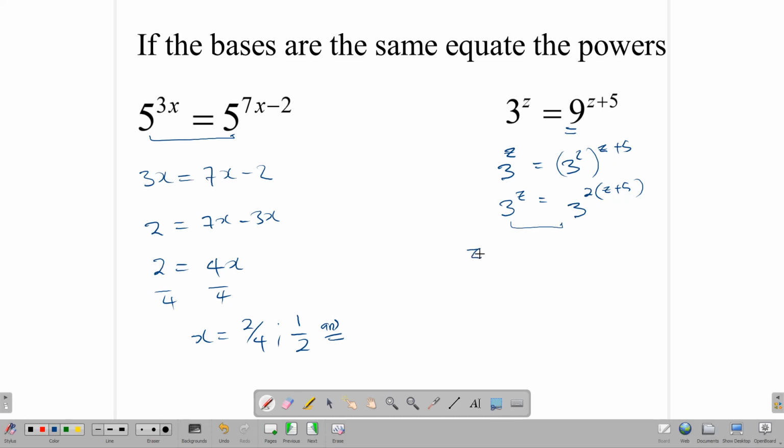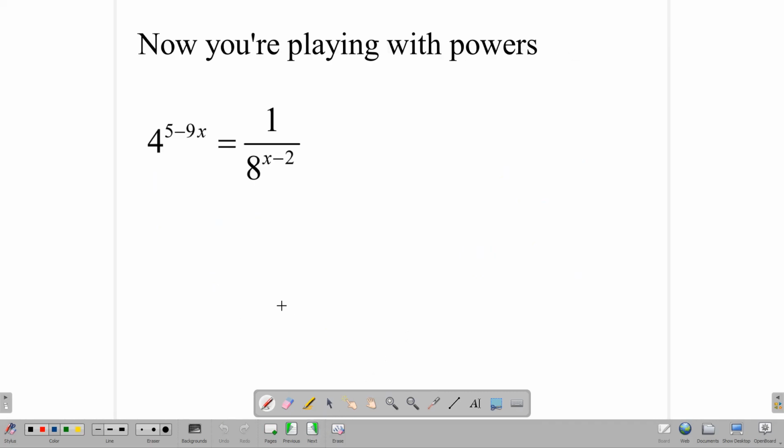So we have z is equal to 2 bracket z plus 5, which tells us that z is equal to 2z plus 10. And solving this gives us negative 10 is equal to 2z minus z. And therefore we get z is equal to negative 10. So that is the solution for that one. Let's look at another one. Here we have one that has a little bit more work in it.